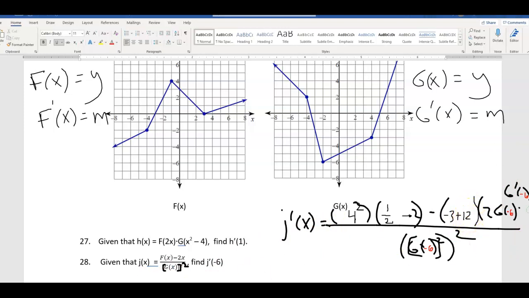All right, continuing onwards, g of negative 6, so they want the y value of the g function at negative 6. The y value there is 4, so I'm going to replace this with a 4. And then finally, g prime of negative 6, that's the slope of this function at negative 6, and the rise and run is down 1 over 1. So that's a negative 1 slope, so I'm just going to replace that with negative 1. On the bottom, g of negative 6, we've already figured that out earlier. That was 4.